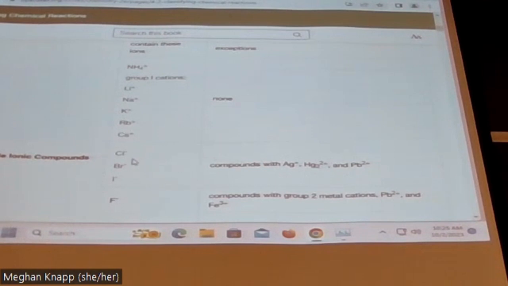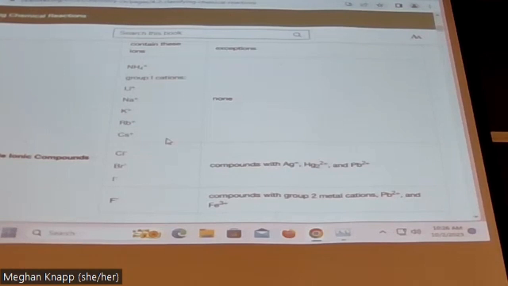Okay, so chlorine, bromine, iodine, and fluorine all fit into what category? Because group what? Find them on the periodic table, look to the right-hand side. What group is that? 17. Yeah, so group 17 is usually soluble.